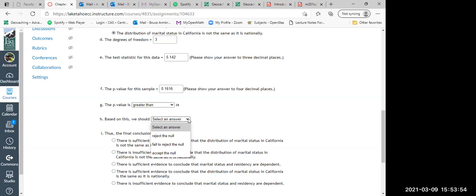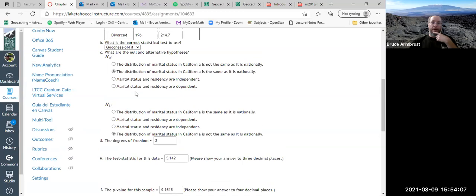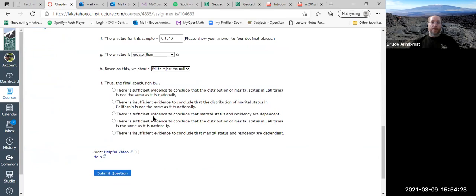Fail to reject. Good. We're going to fail to reject the null hypothesis. We don't have enough information to say that it's not the case. So remember, the null hypothesis, we come back up here, was that the distribution in California is the same as it is nationally. We don't have enough evidence to say otherwise, right? We can't reject that. So when it comes down here, let's just see what we got.